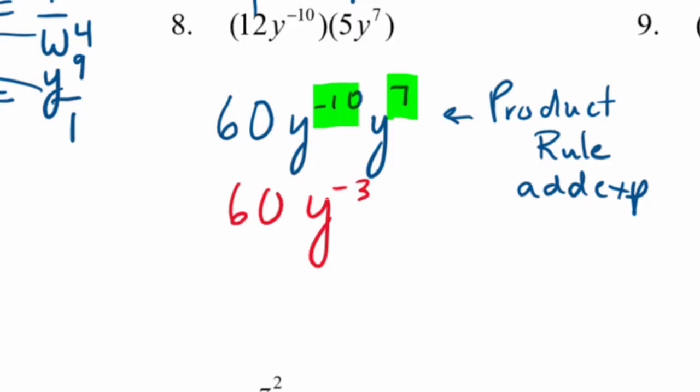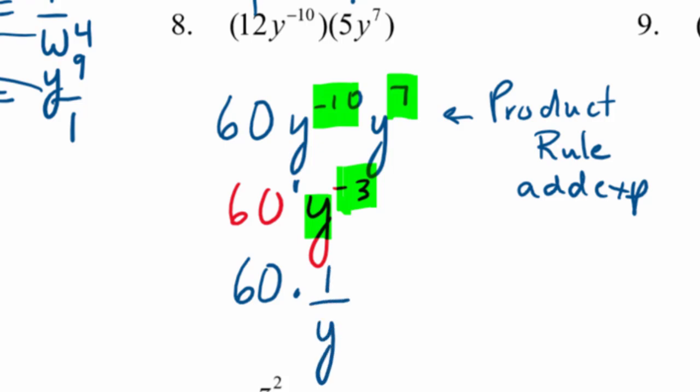But you're not done, because we want our final answer to be with positive exponents only, and we've got that exponent of negative 3 with this y. The 60 is okay. This is 60 to the first power. So we need this reciprocal, don't we? So we'll have 60 times 1 over y to the 3rd, which gives us 60 over y to the 3rd.